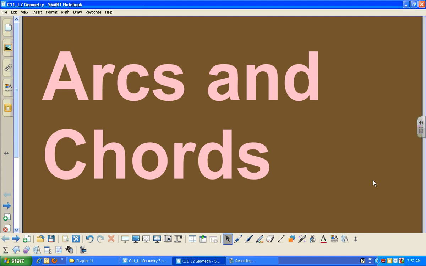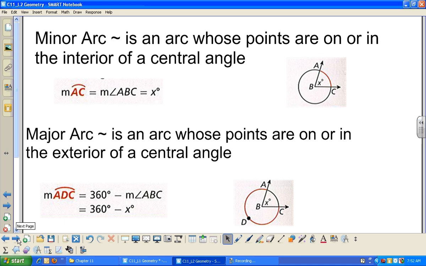Chapter 11, Lesson 2 is about arcs and chords. Make sure to write this information down. A minor arc is an arc whose points are on or in the interior of the central angle.